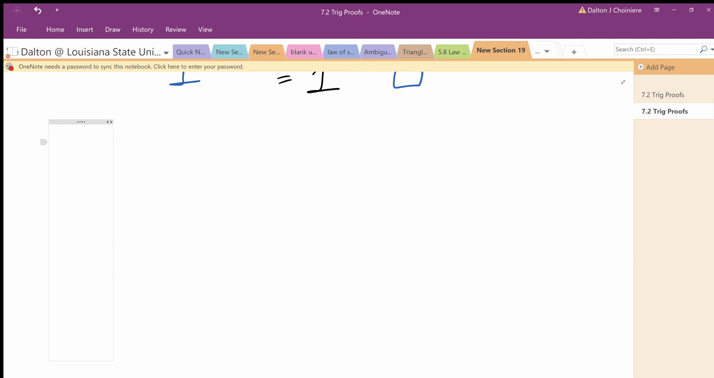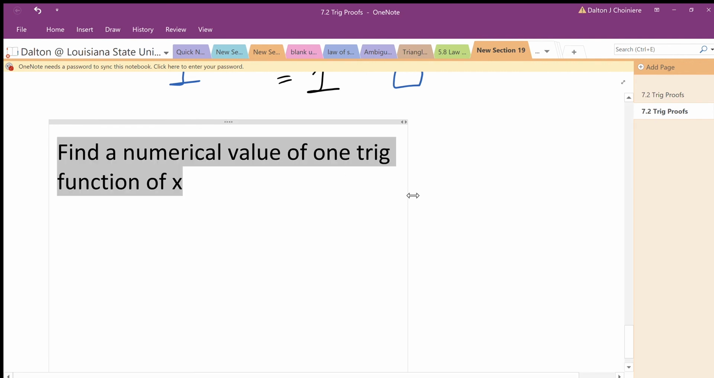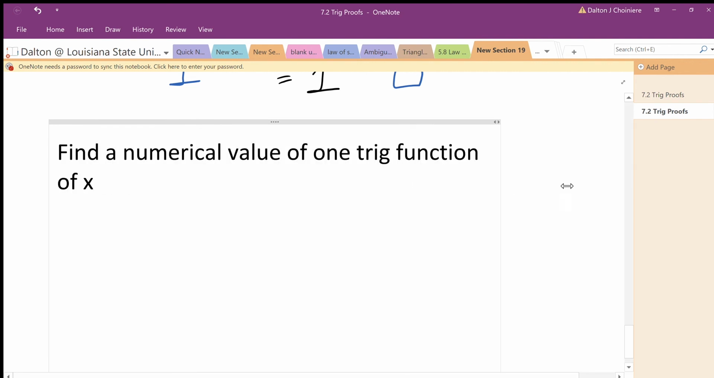So these questions say, find a numerical value of one trig function of x. Find a numerical value of one trig function of x. So it's different. Your other problems are to prove things. This one's a little bit different.